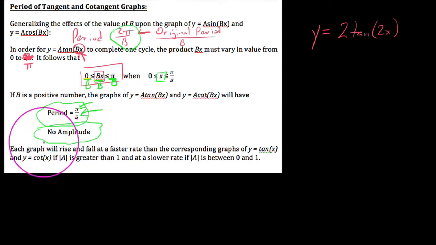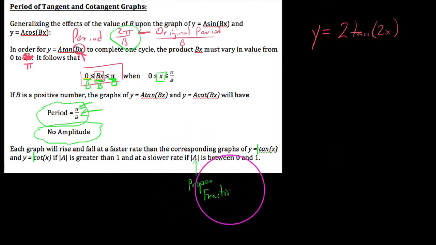Okay, so I'll read through one more note that I've written here, and then we'll sketch a couple of graphs of these. It says each graph will rise and fall at a faster rate than the corresponding graphs of y equals 1 tangent x and y equals 1 cotangent x if a is greater than 1, and at a slower rate if the absolute value of a is between 0 and 1, or in other words, if this is a proper fraction, it'll grow at a slower rate.